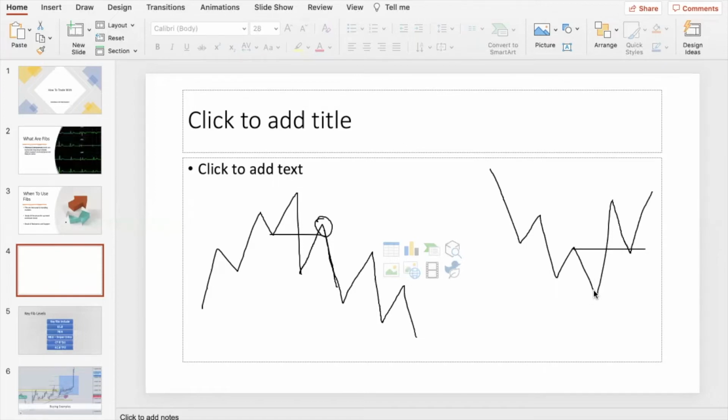So I look for a break and then a pullback to a key fib level, which I'm gonna go over soon. And then I want to see signs of price showing me that it's gonna either buy up or sell, depending on what my bias is or what I'm looking for. So those are when you could use fibs.